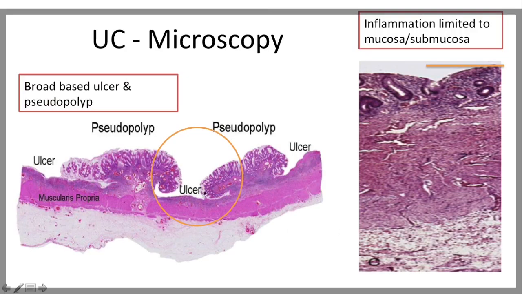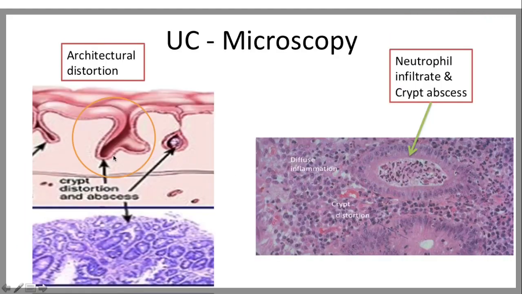Microscopically, just to illustrate that, this is your broad-based ulceration, and the residual intact mucosa forms the pseudopolyp, and the inflammation is limited to the mucosa and submucosa. See how the muscularis propria and the submucosa are not involved by inflammation. Architectural distortion is also present in ulcerative colitis, so you can see crypt branching or irregularity. And another typical finding in an active inflammation is that you see neutrophils infiltrating the crypt epithelium as well as present in aggregates within the crypt, and these are called crypt abscesses.